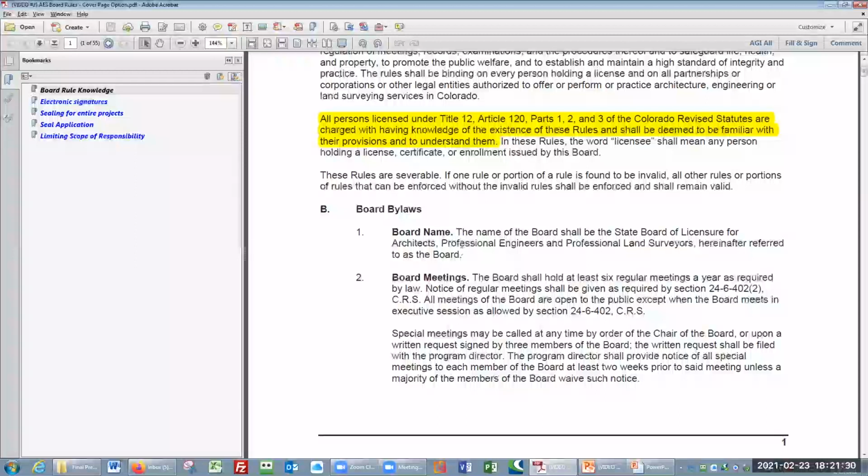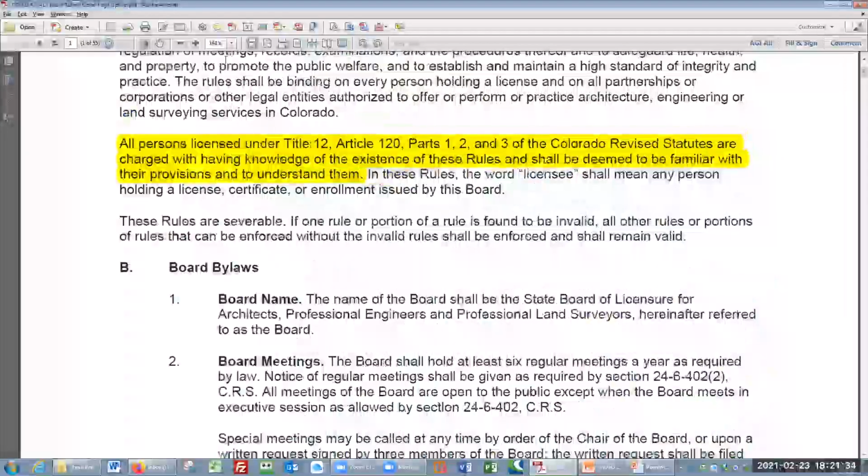Number one, and this is something maybe not everyone is aware of, I'll just read it and then we'll talk about that for a minute. All persons licensed under Title 12, Article 120, Parts 1, 2, and 3 of the Colorado Revised Statutes are charged with having knowledge of the existence of these rules and shall be deemed to be familiar with their provisions and to understand them. So why do they say that? Well, it's basically because ignorance is no excuse.